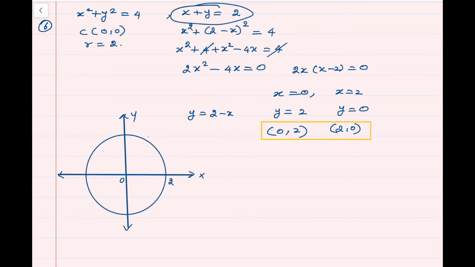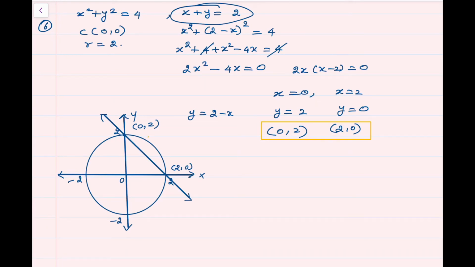The radius is 2 units and the center is at the origin, and the line passes through 0, 2 and 2, 0. This point is 0, 2 and this point is 2, 0. Join these 2 points. Draw a neat figure, use scale and pencil to draw the diagram and use compass to draw the circle.